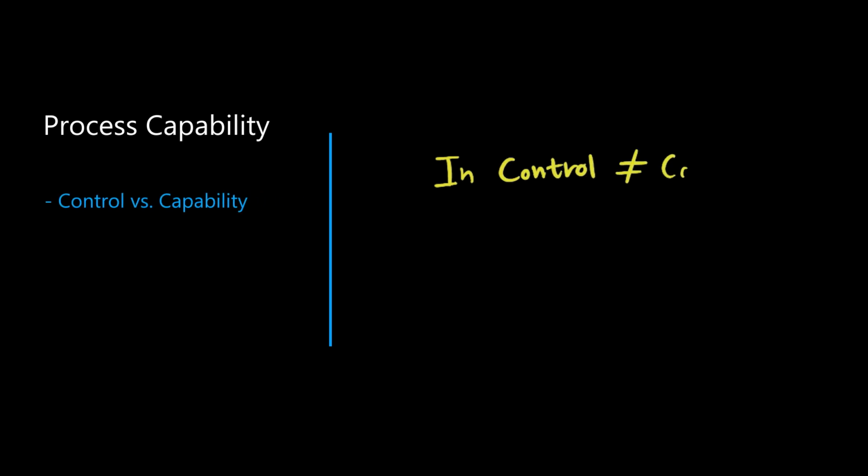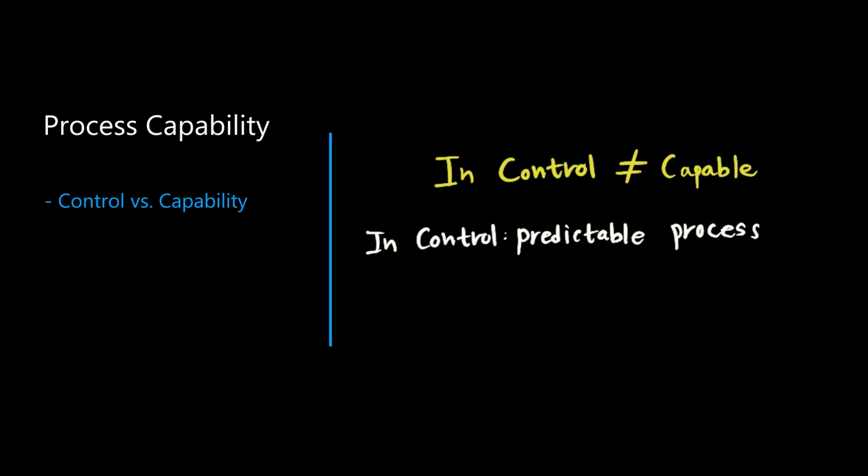Now, for a very important distinction that trips up many students. A process being in control is not the same thing as being capable. A process can be perfectly in control, meaning it is stable and predictable, but it might still be producing 100% junk that doesn't meet the customer's needs. This brings us to process capability.